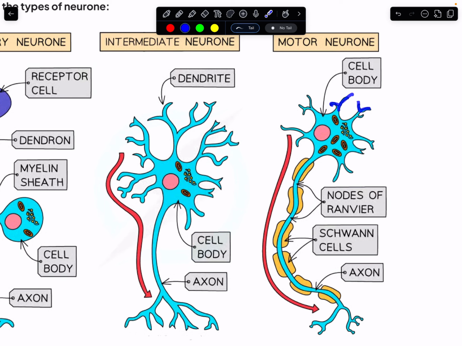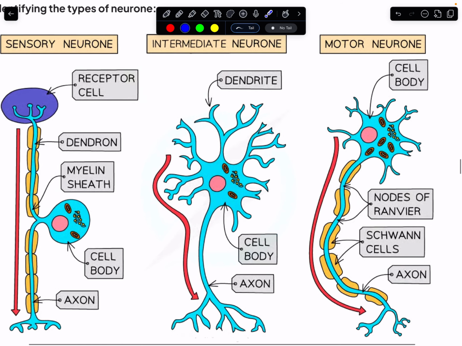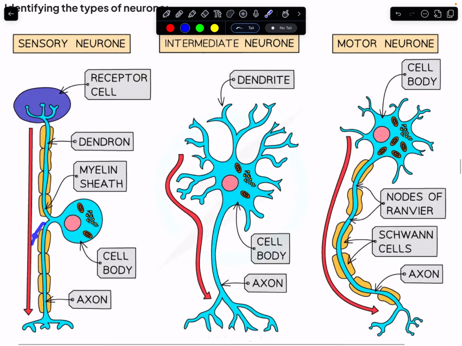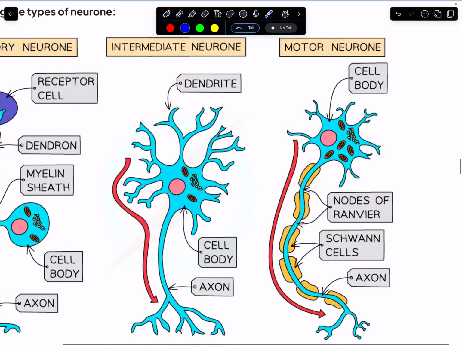Now, if I were to tell you about the motor neuron, in the motor neuron we have short cytoplasmic extensions. These are the dendrites, and here we have the cell body. So this part of the intermediate neuron and this part of the motor neuron resemble each other somehow. But the difference is that, in comparison to the axon of the sensory neuron and the intermediate neuron, the axon of the motor neuron is comparatively long.